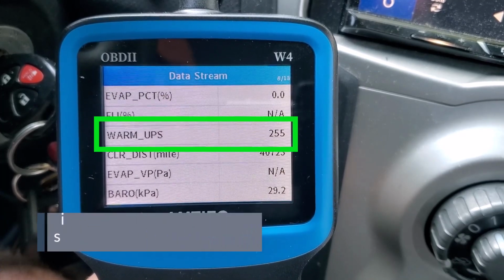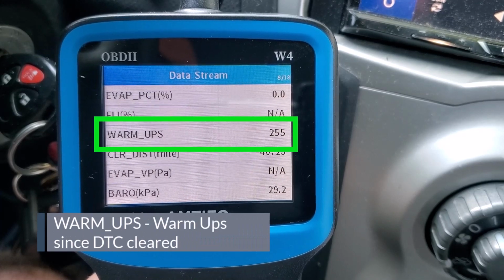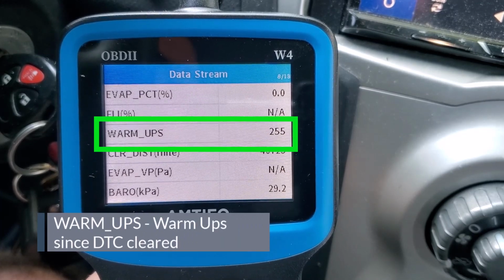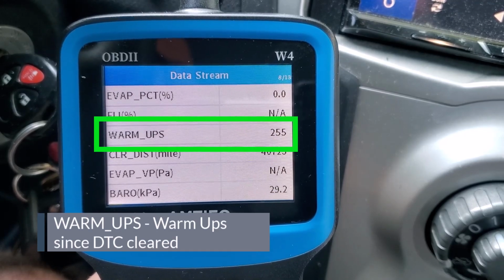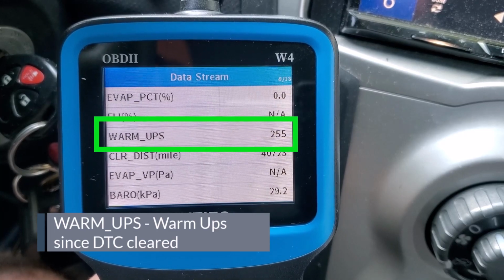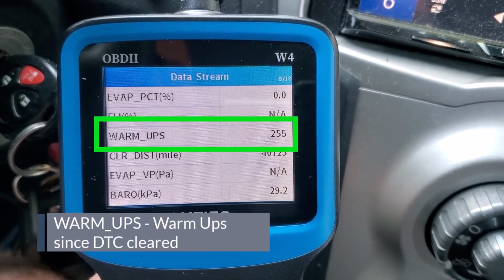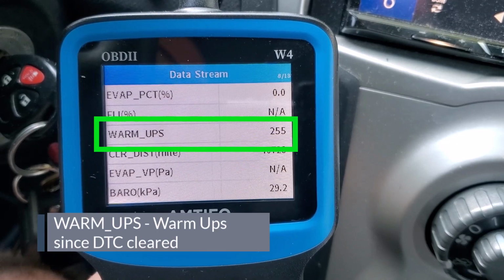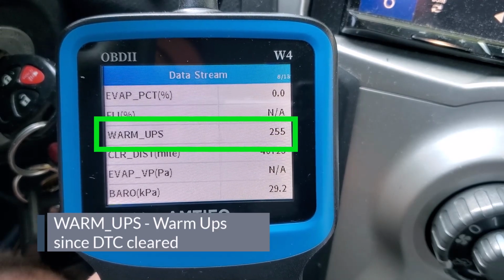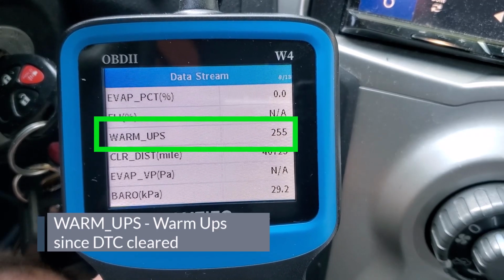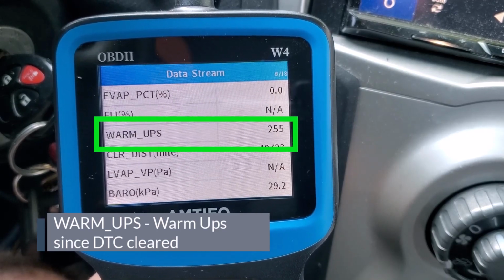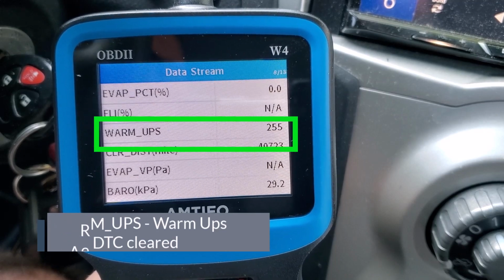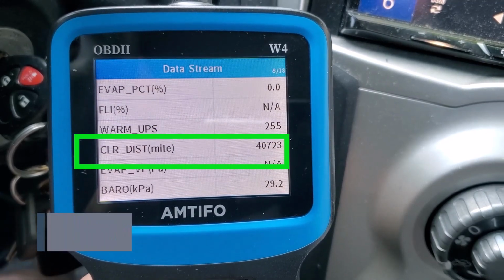Okay, next we have warm-ups, and this is basically the number of warm-ups since the trouble codes were cleared. So the max value on this one is going to be 255. Min value is 0, so every time your vehicle does that warm-up procedure, where it takes into account that your engine coolant temperature had to get to a certain temperature, and there's a few things different. I think manufacturers might be slightly different on that, but basically it's pretty self-explanatory, just a number of warm-ups.